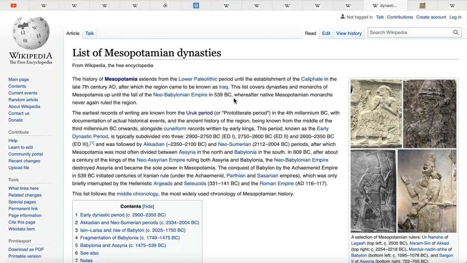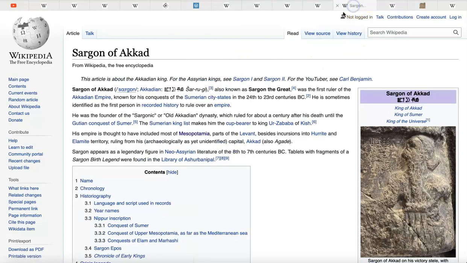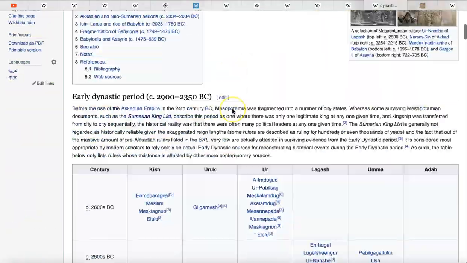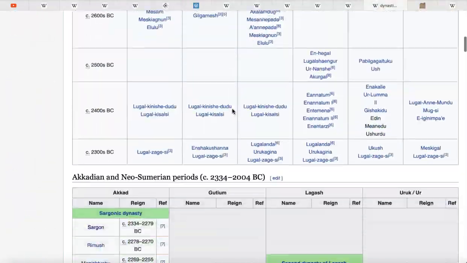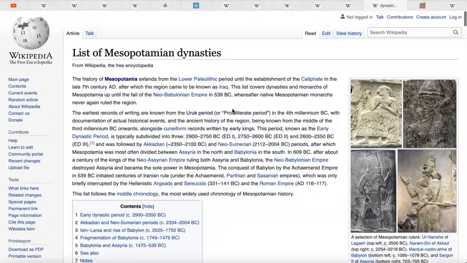They irrigated their grain fields and so on and so forth. So, that's Sargon. That's these Mesopotamian dynasties. This is good to have on hand, these charts, so you can just quickly look things up when you see a date and you want to put it in perspective in your head when you're thinking about this stuff.